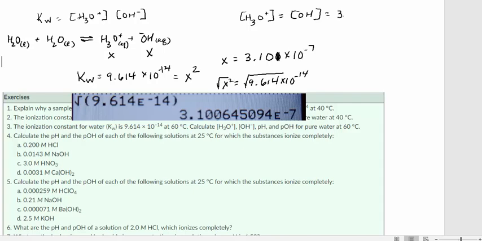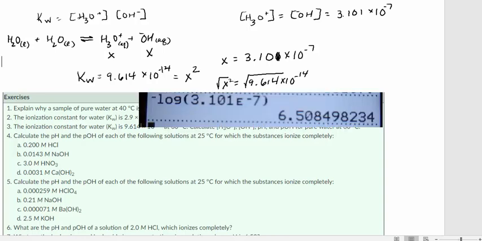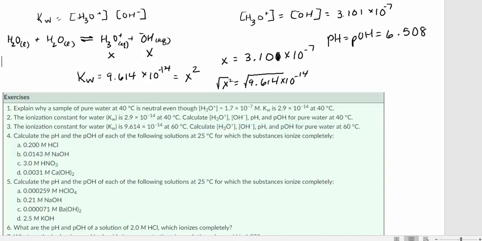Now, that is the concentration of both hydroxide and hydronium. So when I take the pH, and I need the negative log of that value, I get a pH, which is the same as pOH because I'm working with the same concentration here. That is 6.508.